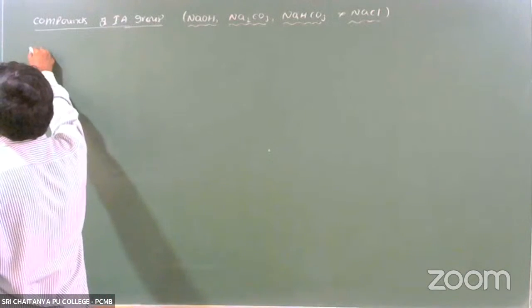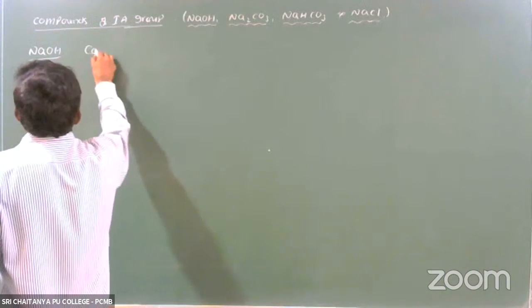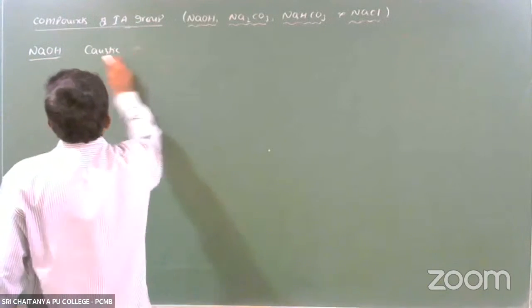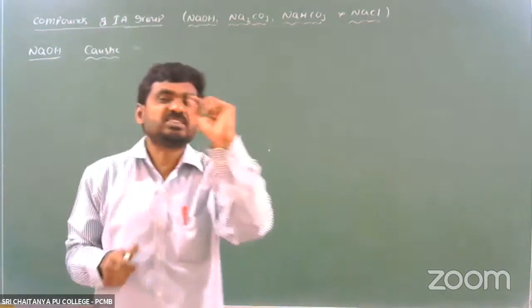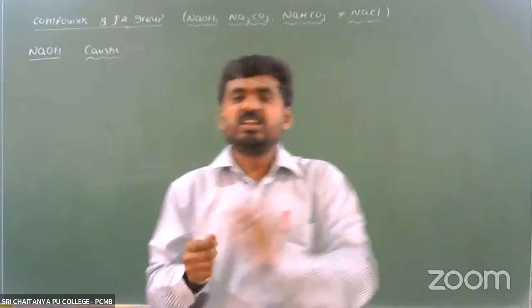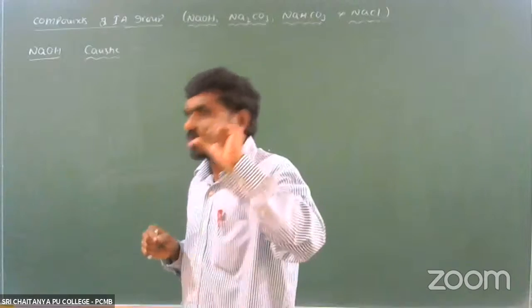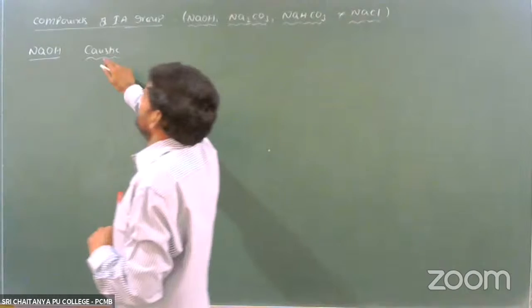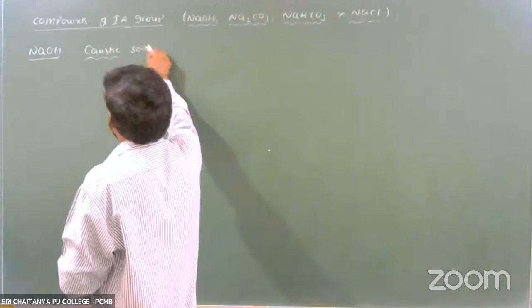So the first compound is sodium hydroxide. Sodium hydroxide is also called caustic soda, because of its causticizing nature. Causticizing nature means it can decompose protein. So due to its causticizing nature, it is called caustic soda.